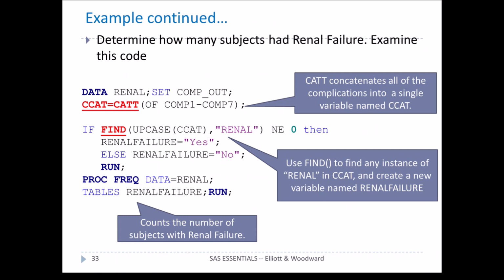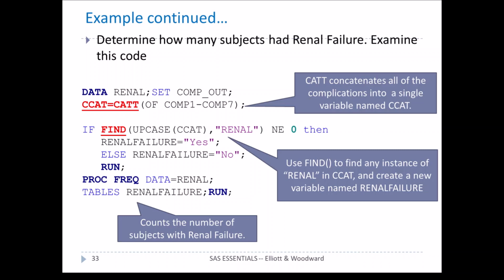All right, we can continue and use that information to do some other analyses of this data. Here's just an example of how to do that. Again, I'm introducing some functions here that might be helpful to you. Here we're going to create a new data set called renal from the comp out data set. And I'm calculating a new variable called ccat. What this does is concatenate, or add together, all of the complications, comp 1 through comp 7.